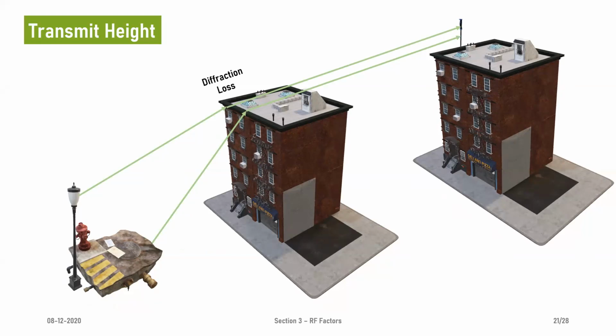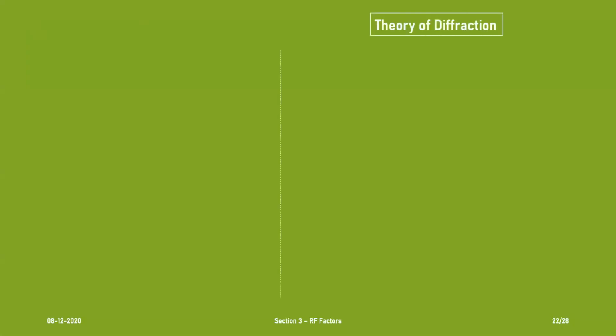So how that diffraction loss differs when the height of the transmitter is different can be understood with the theory of diffraction. So we'll go to the high school math and see what the theory of diffraction has to teach us.